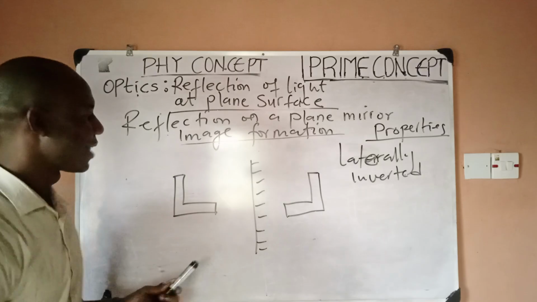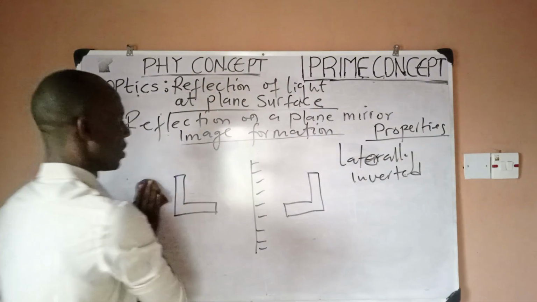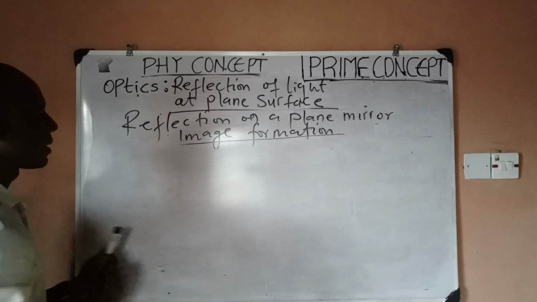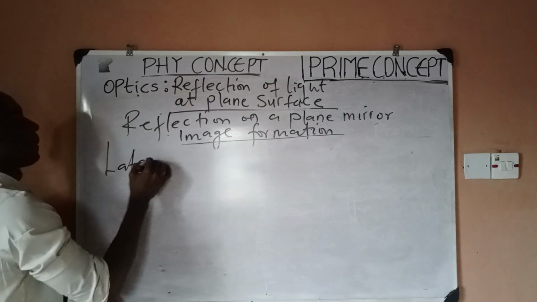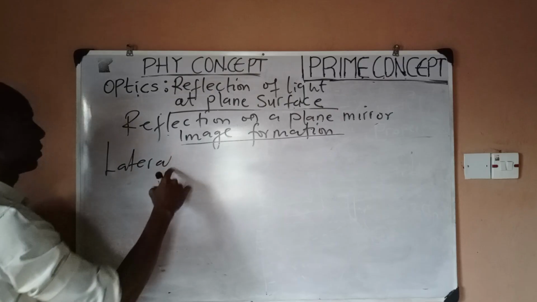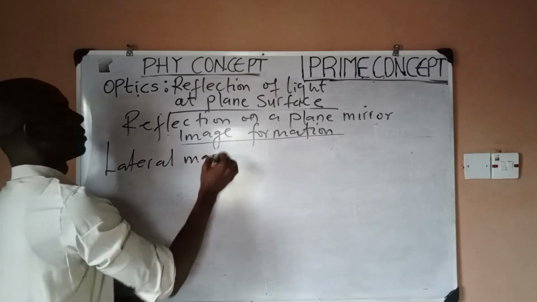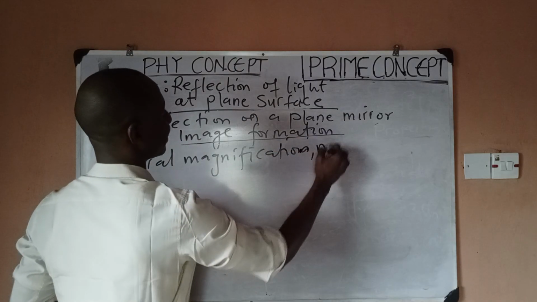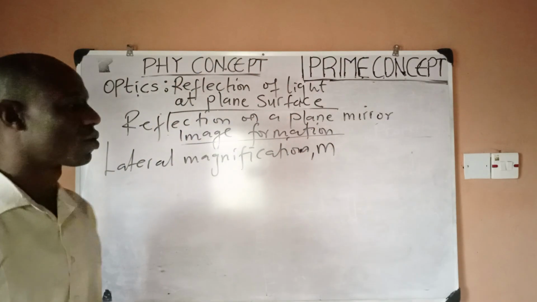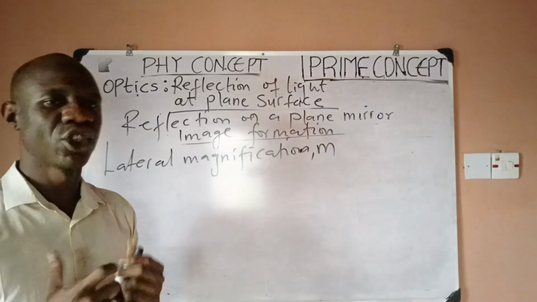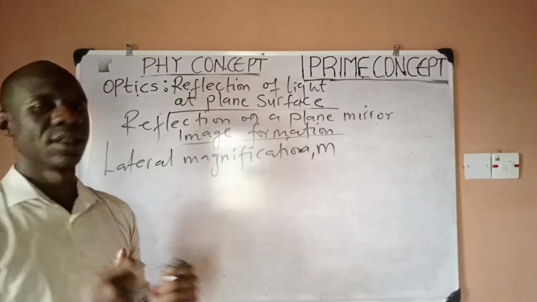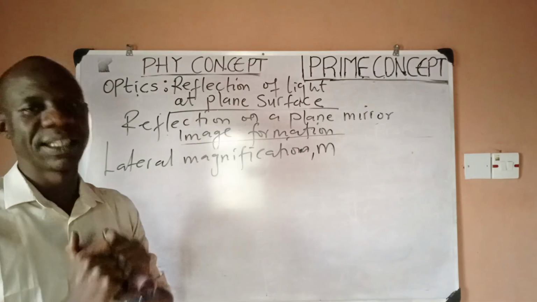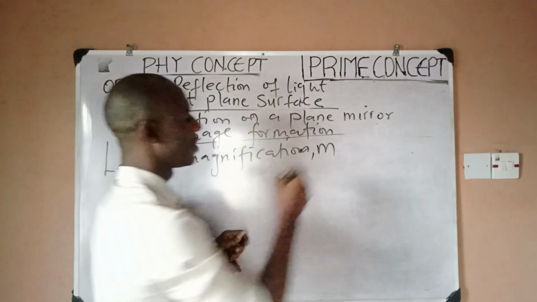Then finally, another term we want to learn for a plane mirror is what we call lateral magnification. So it is denoted by the symbol small n, magnification. So lateral magnification is the ratio of image distance to the object distance. It is the ratio of what? Image distance to object distance.